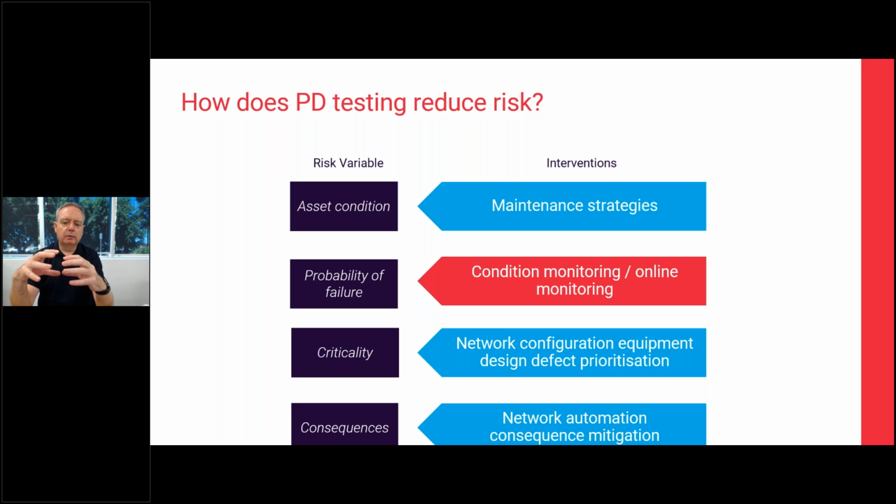The reason the monitor will further decrease the probability of failure is that you're monitoring 24/7 rather than just once every year. So the more frequent you're monitoring, the more you will reduce that probability of unexpected failure. Of course, if you can change the criticality with network configuration, the consequences, there are other ways of reducing the risk on your network of particular types of assets.